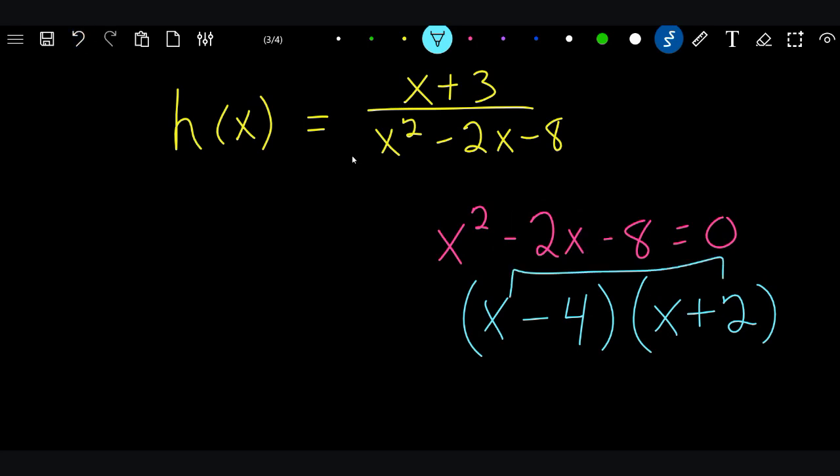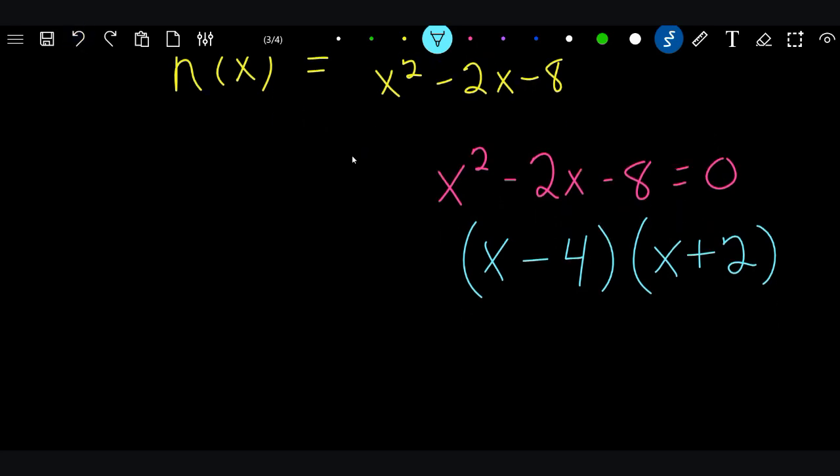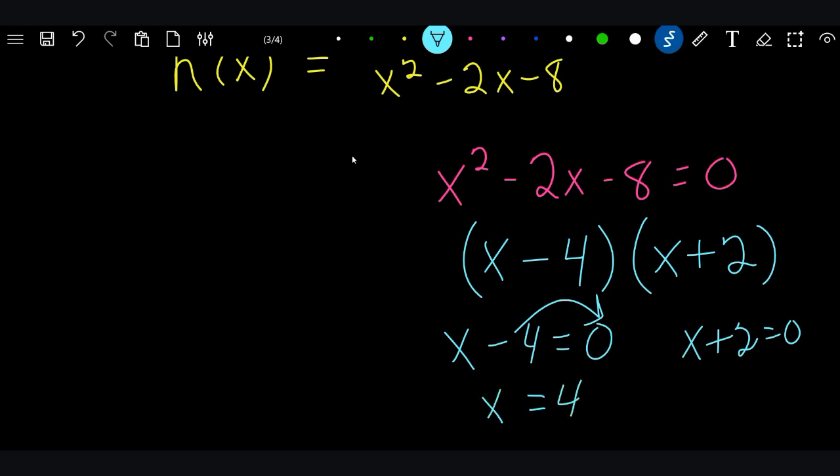So when we FOIL this, we would get 2x, and we get negative 4x. Combine those, and we get our negative 2x, okay? So that is definitely our factor. And now what do we need to do? Well, we need to set them both equal to 0. x minus 4 equals 0. x plus 2 equals 0. Move it over. x equals 4. Move this over. x equals negative 2.